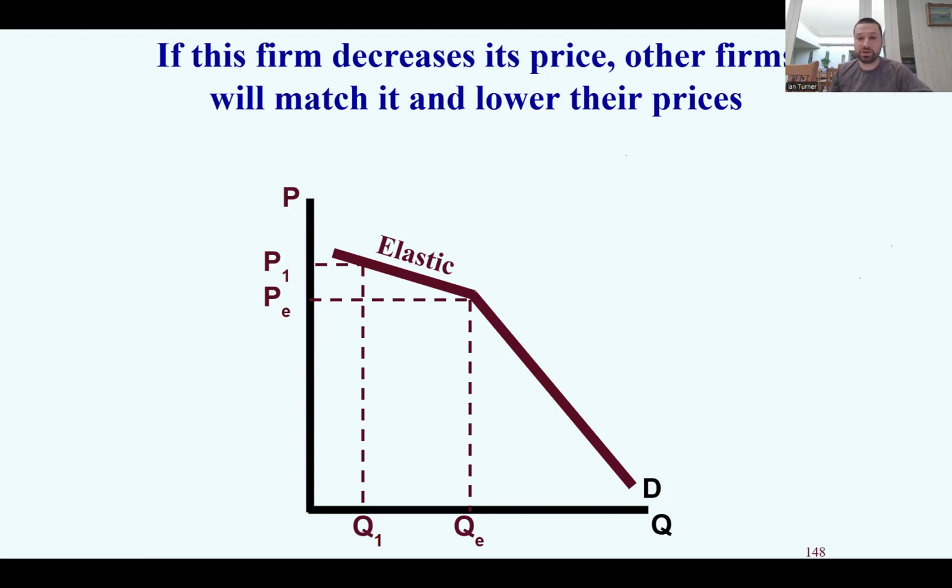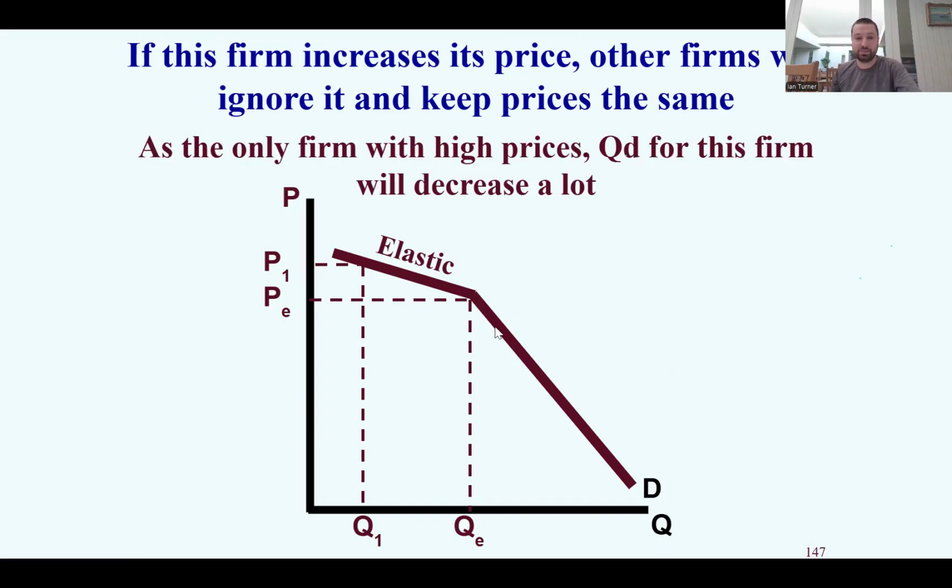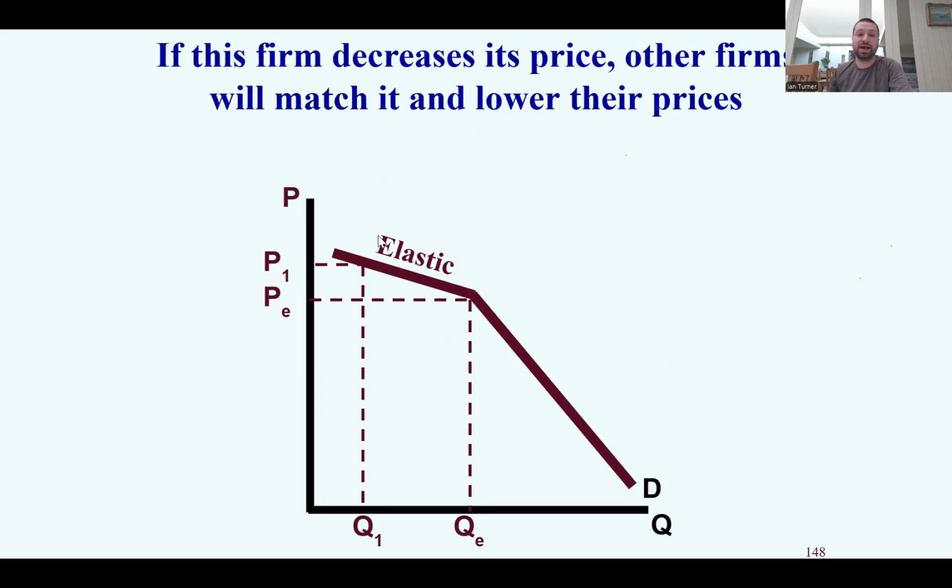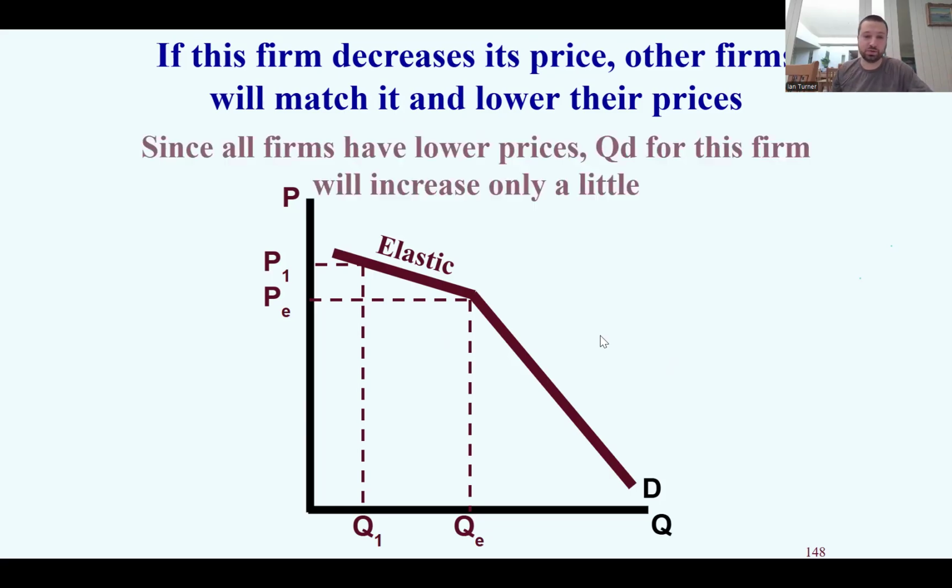If you decrease prices, other firms are going to match it or lower their prices. Okay. So if you raise, in the last example, you raise your price, other firms are just going to say, no, we're not raising. Why would we do that? We're going to sell more if we stay at our price. This one says now, if you decrease the price, other firms are going to go with you. Okay. They're going to match it and they're going to lower their prices.